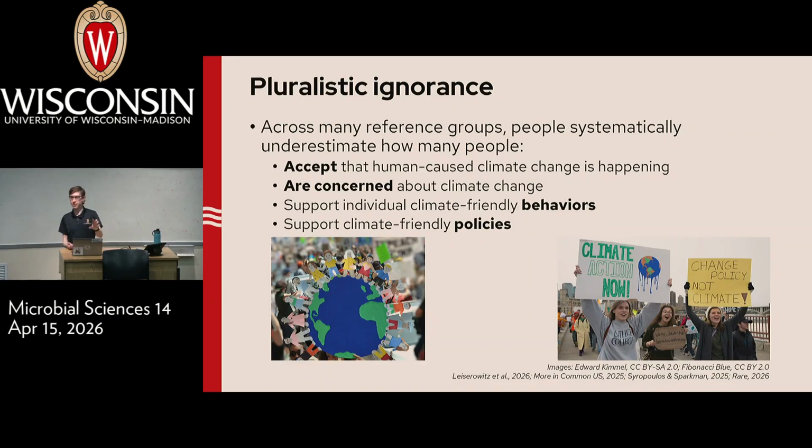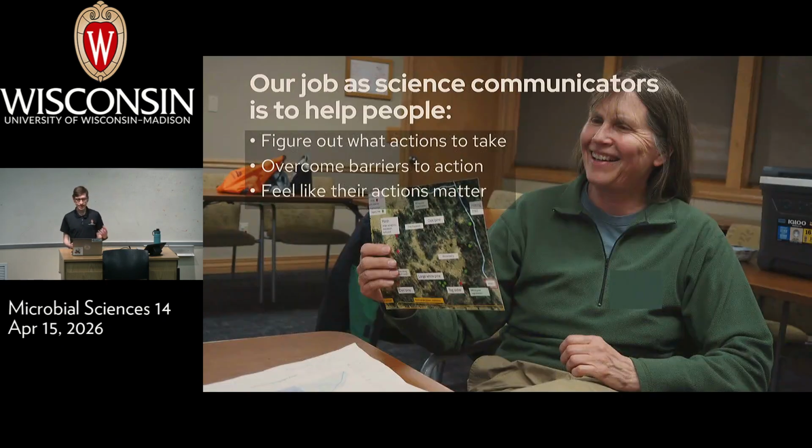But big picture, I want you to remember this point, that there's a big gap between perceptions and reality. And so that's why both of those things can be true. People are concerned about climate change. People do want to act on climate change. And people are often more concerned about very specific impacts of climate change. And so to zoom out again to the big picture and what I think are the implications for science communication, I think that our job as science communicators is to help people figure out what actions to take, overcome their barriers to action, feel like their actions matter.